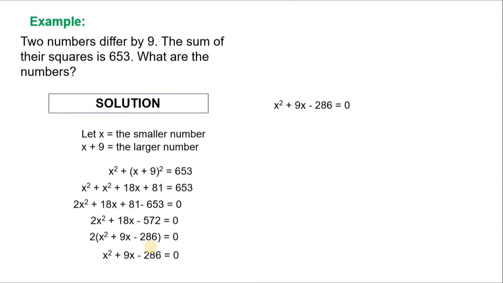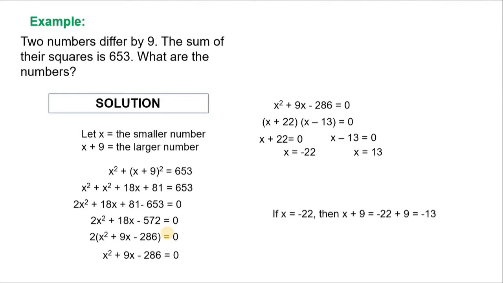So, with that, we're going to solve that by factoring since our equation is factorable. And the factors are x plus 22 and x minus 13 equals 0. And solving for the value of x, we're going to equate those factors to 0. So I have x plus 22 equals 0 and x minus 13 equals 0. We have here x equals negative 22 and the other one is x equals 13.